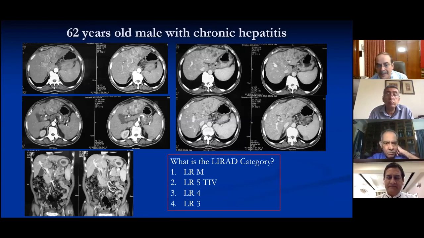And this is the portal vein. And this is the filling defect within the portal vein. No biopsy, no further confirmation is needed, and they can go ahead and treat this as an HCC. Okay, very well done. This is LR5 TIV for a patient who has chronic active hepatitis.